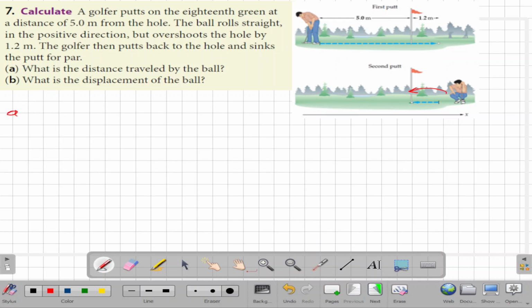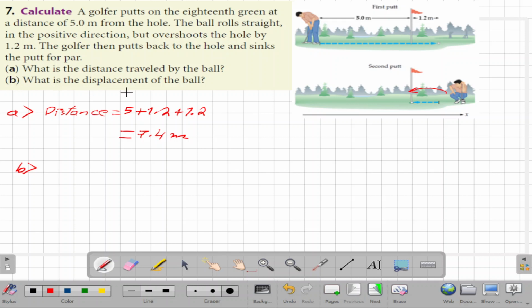So simply for part A, we apply this addition. The first length is 5 plus 1.2, and we also have a length of 1.2 in the opposite direction. Add them together, we will get that the distance is equal to 7.4 meters. Why is it in meters? Since we add all the lengths in meters, we should have the final answer also in meters.